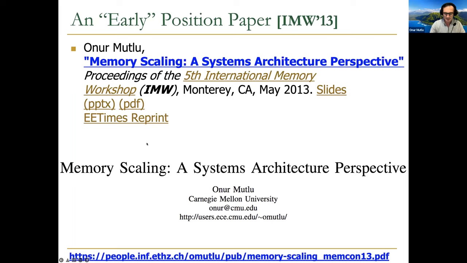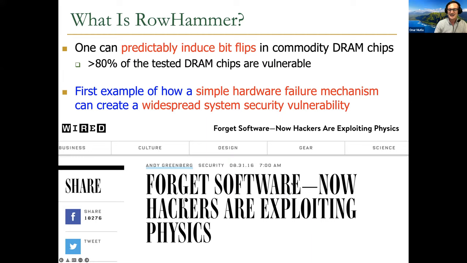And as a result, people are writing articles that look like this: forget software, now hackers are exploiting physics, referring to RowHammer. And I think this is a very nice high level characterization of what RowHammer is all about. It's really about the physics. It's really about the electrons and the circuit level structures and faults in those circuit level structures and how to exploit them.